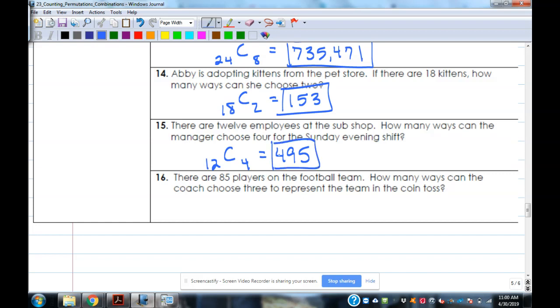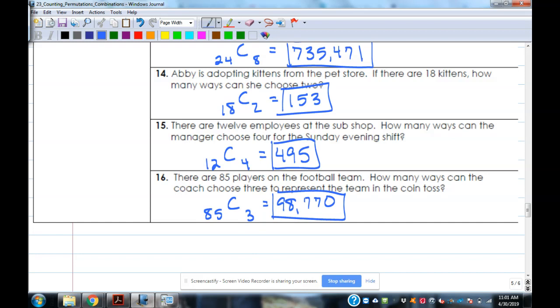Number 16, 85 players on the football team. How many ways can you choose 3 to represent the team at the coin toss? So 85 choose 3. 98,000. Woo, that's a lot.